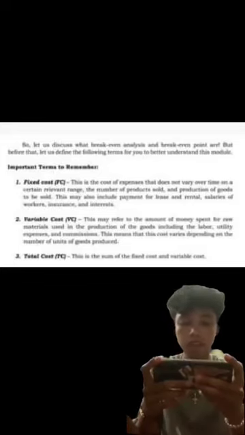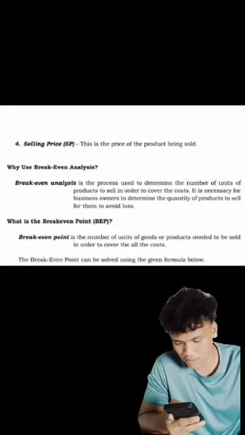products. Number 3, total cost, in short TC. This is the sum of the fixed cost and the variable cost. It's the process of the product being sold.